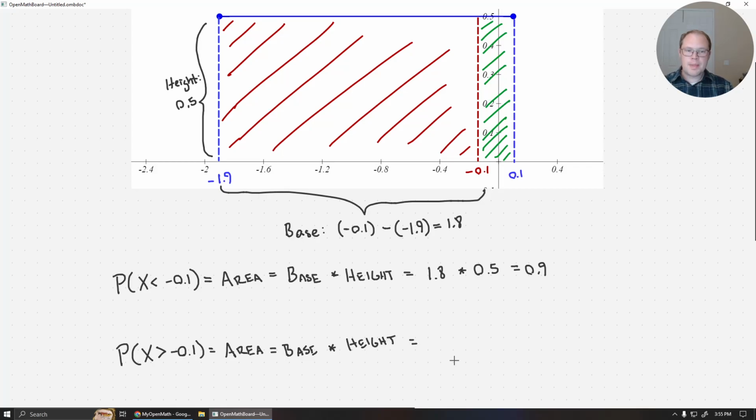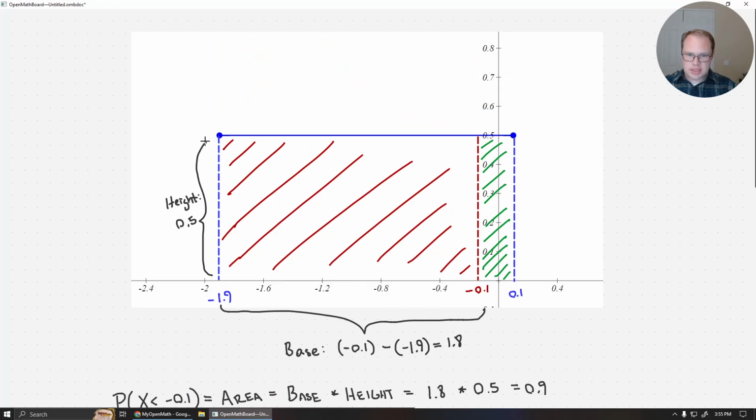Okay. Now the height is the same. It's a rectangle all the way over, right? It just stays the same height all the way over. Let's see if I can get the right height. All the way over, right? The base, though, is going to be different. This rectangle is a little bit different.